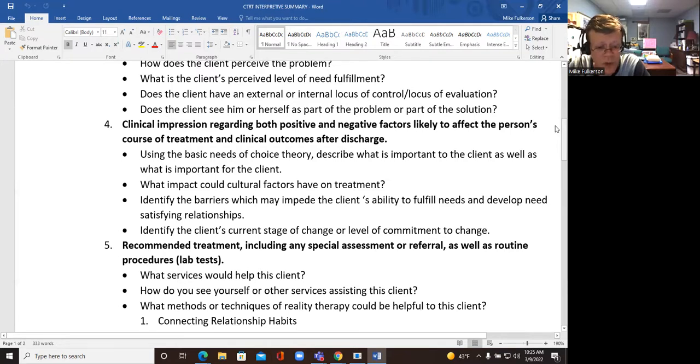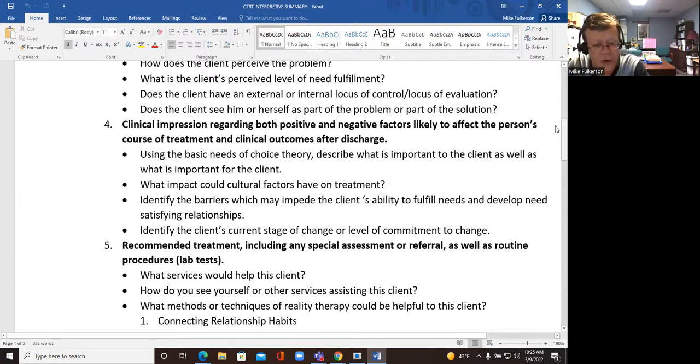Identify barriers which may impede the client's ability to fulfill needs and develop need-satisfying relationships. So with person-centered recovery planning, identifying the barriers is very important, because for each barrier, there's supposed to be an objective on the treatment plan.